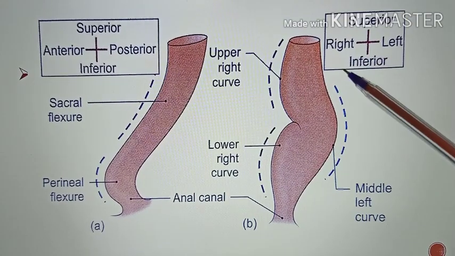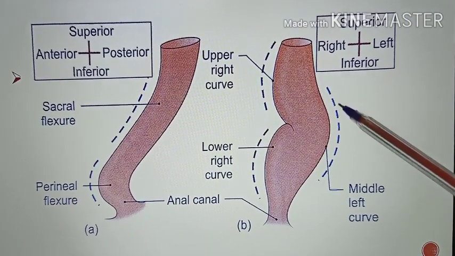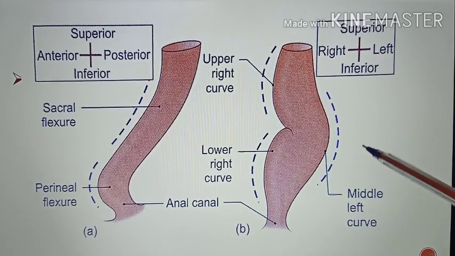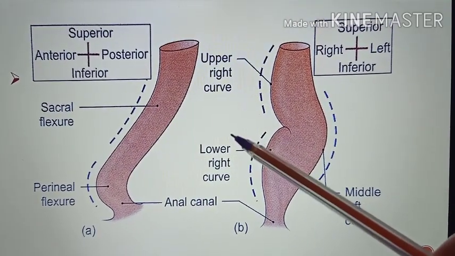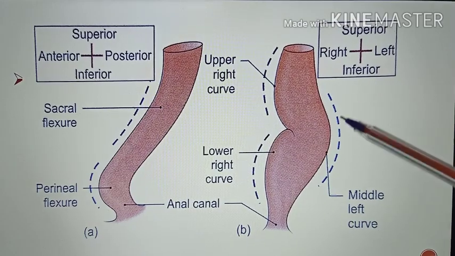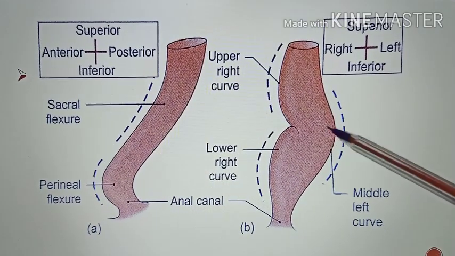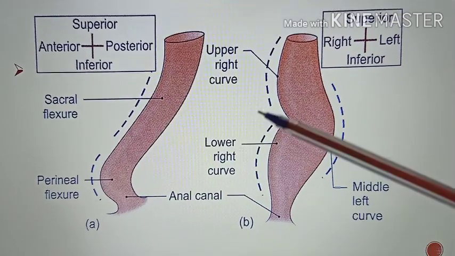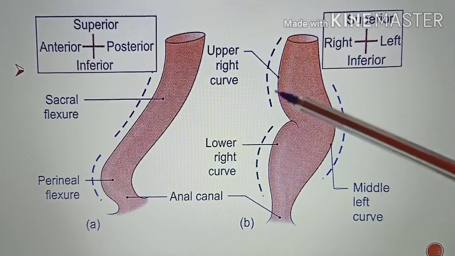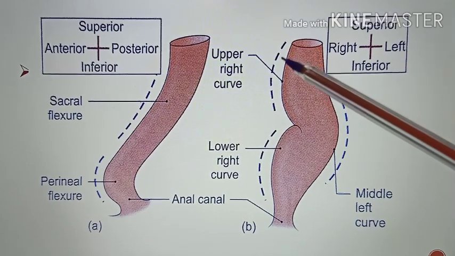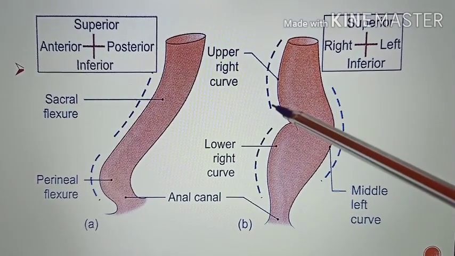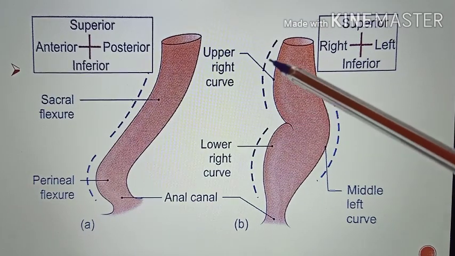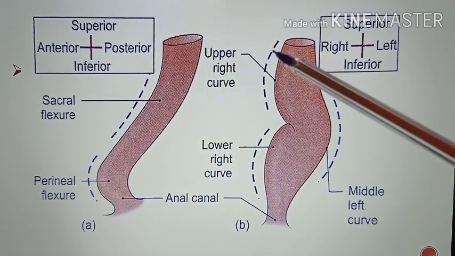So now coming to the lateral curvatures, which are 3 in number. This is the left side, this is the right side. You are having one curvature towards the left, whereas 2 lateral curvatures towards the right. The upper lateral curvature, what you can see, is convex to the right. It is present at the junction of the 3rd and 4th sacral vertebra.